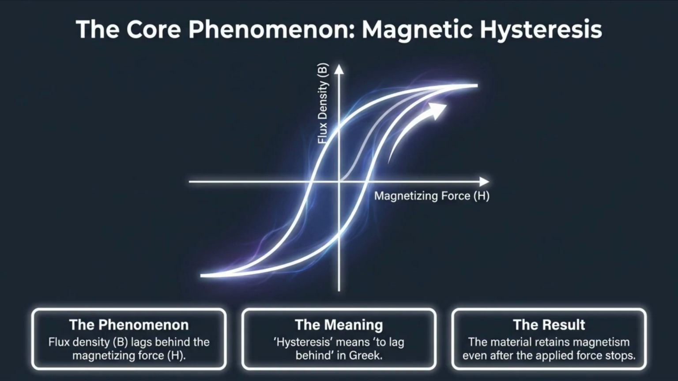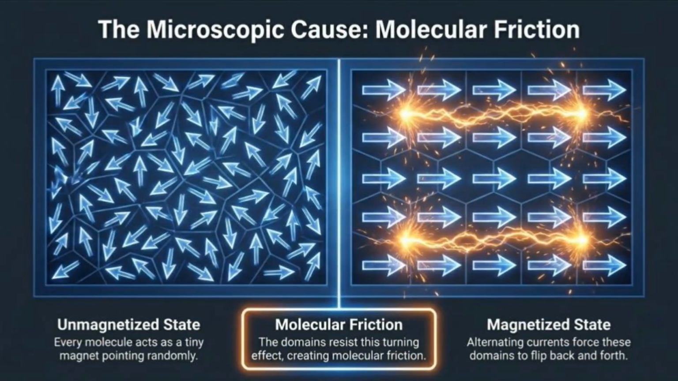Hysteresis means, quote, to lag behind in Greek, and the result is that the material retains magnetism even after the applied force stops. The microscopic cause is molecular friction. In an unmagnetized state, every molecule acts as a tiny, randomly pointing magnet. Alternating currents force these domains to flip back and forth, creating molecular friction.